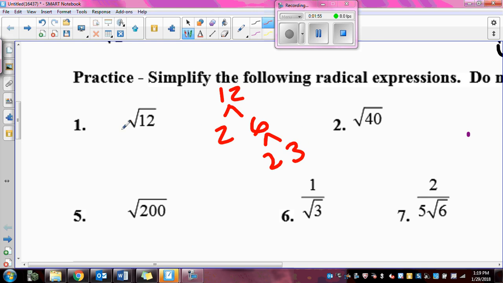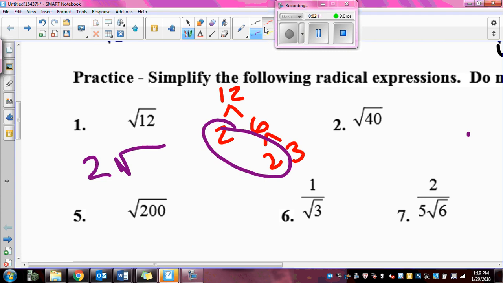And then since it's a square root, not a cubed root or a root with a 4 in it, I'm going to circle the pairs. It looks like we have in this one a pair of 2's. So I can pull out the pair of 2's. I'm going to pull it out to the outside, 2. And underneath the square root, we have to leave whatever is left. In this case, I still have a 3 left. 2 square root of 3 is simplified. If we plug these numbers into the calculator, square root of 12 and 2 times the square root of 3, you should get the same decimal, the exact same decimal.